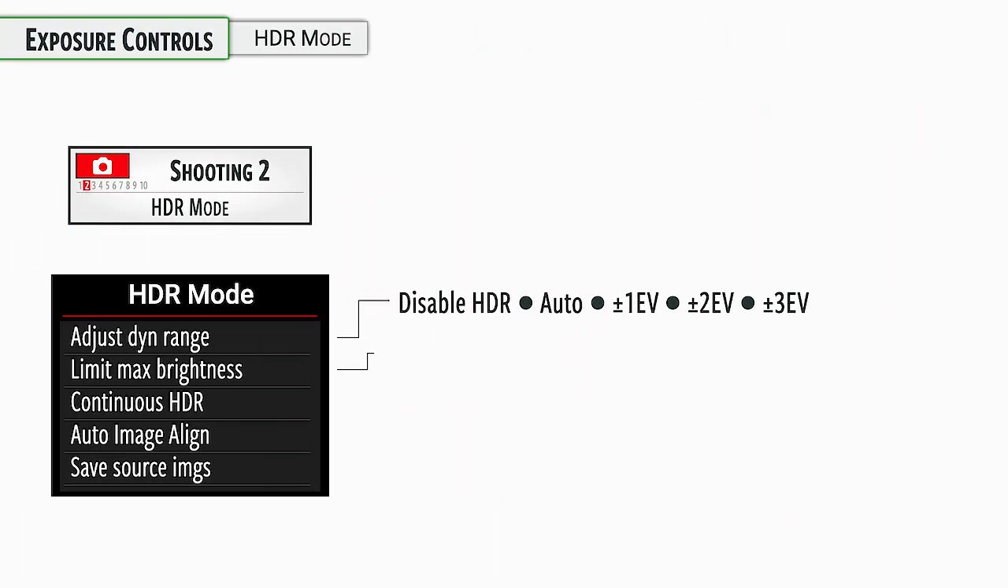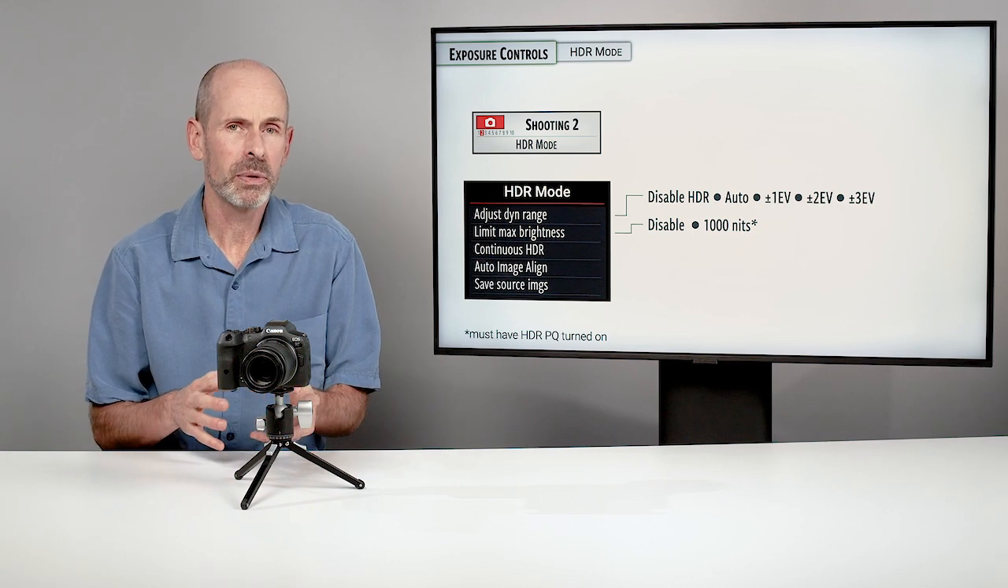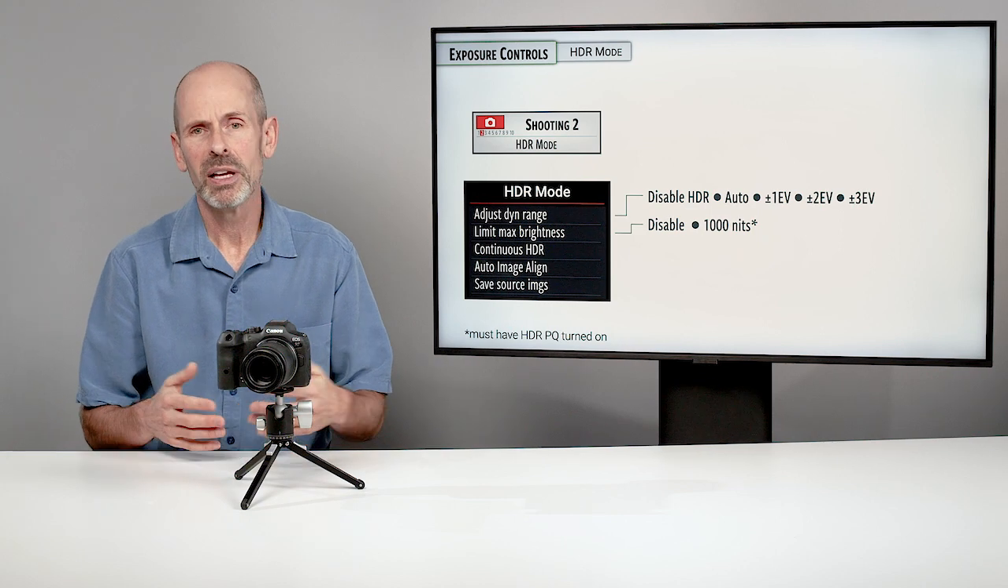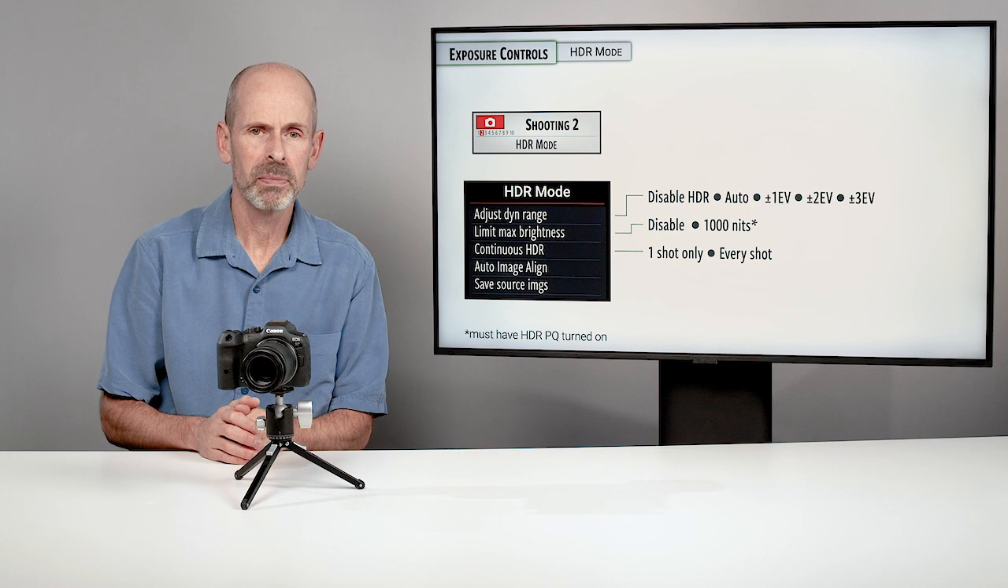Now you can limit the max brightness, and this is going to be for certain types of monitors that you might use. Certain very good quality monitors might have a limited brightness, and if you're going to be using this HDR image on that particular device, you may want to disable it. It's generally not necessary in most situations.